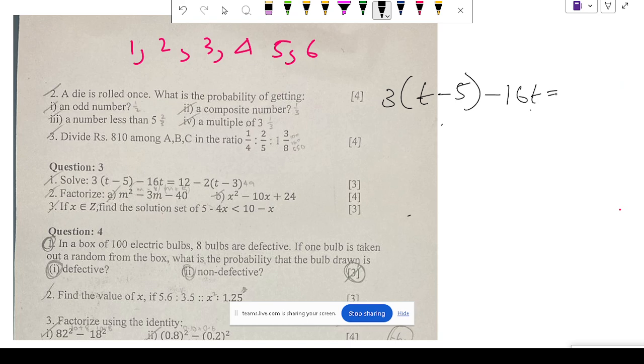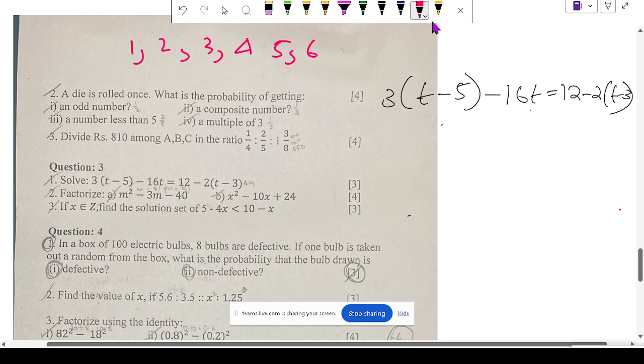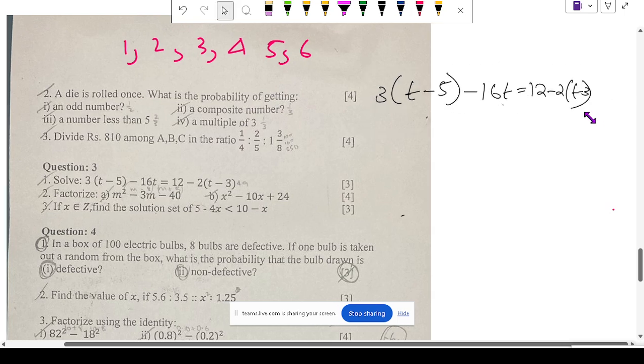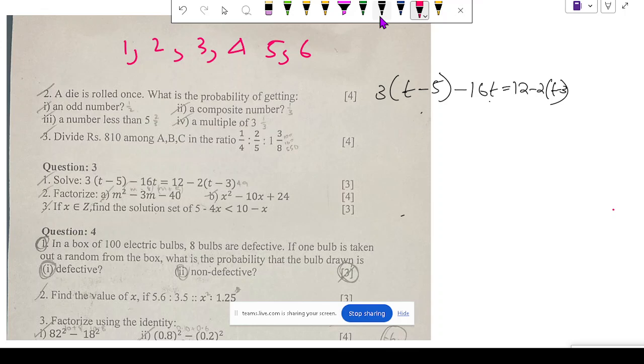Yes, sir. We have to multiply. We have to remove the brackets. So 3t minus 15. Yeah, you can go on. Be a bit quick. Minus 16t, 12 minus 2t plus 6. Those are 6. Next.